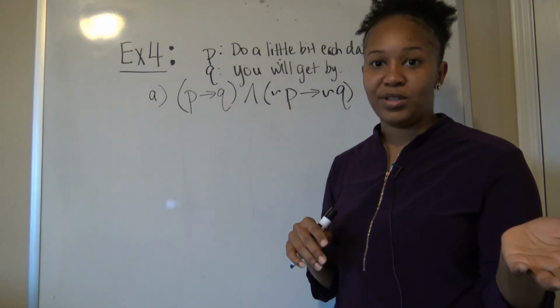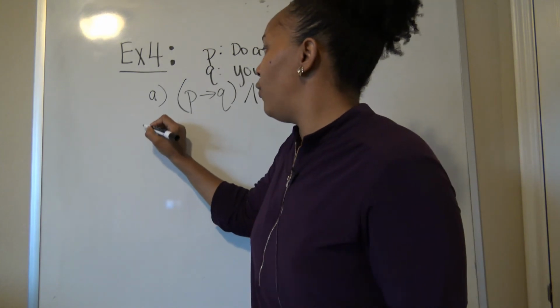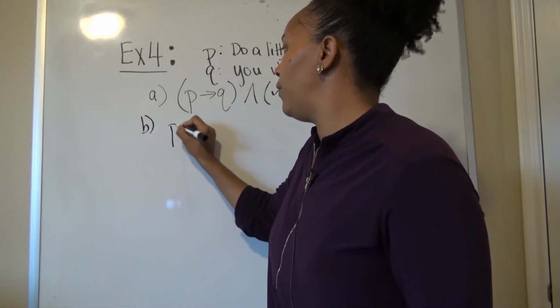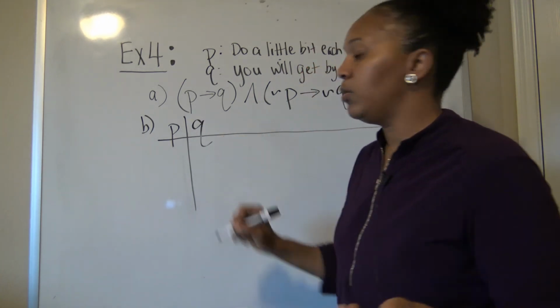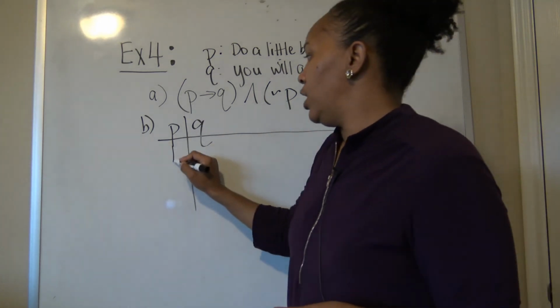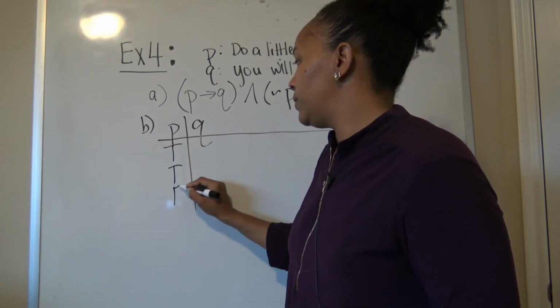And now we want to construct the truth table for it. So for part B, we're going to construct the truth table for it. We're going to start with P and Q because those are our simple statements. That's true, true, false, false.